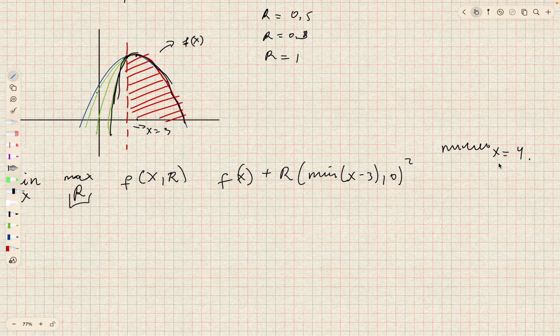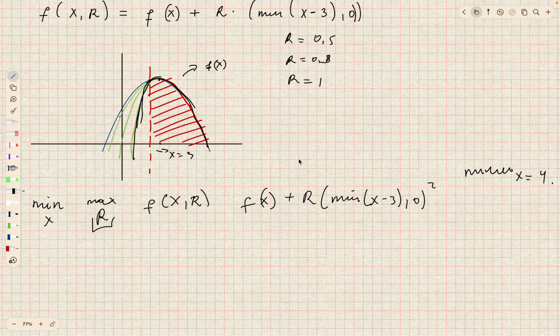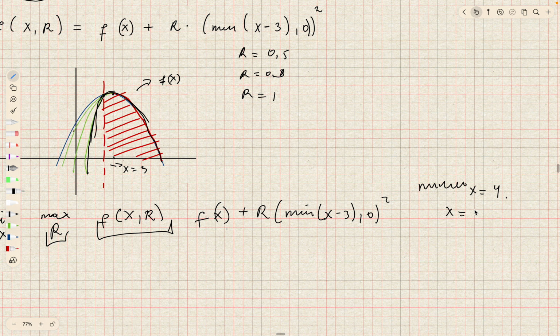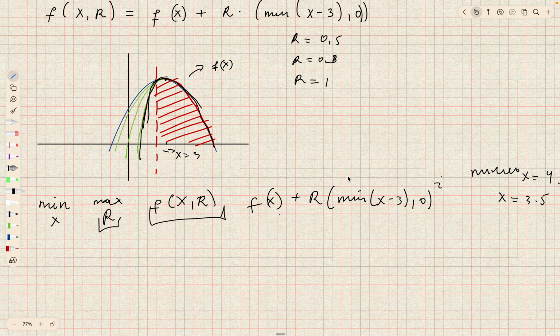So then what we do, again, we increase the value of r. Then we again minimize this whole function. Then let's say in the next iteration we got x equal to, let's say, 3.5, and we do it iteratively. We iteratively increase the value of r, and then in each step we calculate the minimum of the objective function.